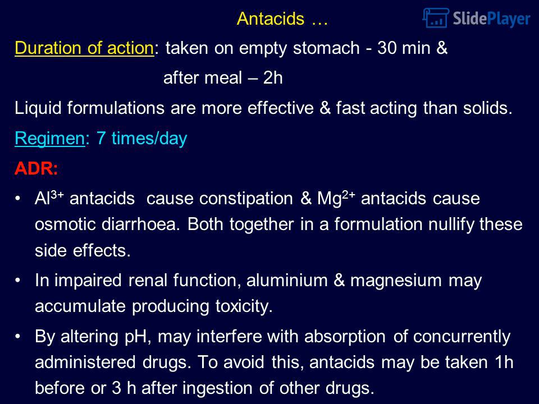Antacids, duration of action: taken on an empty stomach, 30 minutes; after a meal, 2 hours. Liquid formulations are more effective and faster-acting than solids. Regimen: 7 times a day. Adverse effects: Al3+ antacids cause constipation and Mg2+ antacids cause osmotic diarrhea. Both together in a formulation nullify these side effects. In impaired renal function, aluminium and magnesium may accumulate, producing toxicity. By altering pH, antacids may interfere with absorption of concurrently administered drugs. To avoid this, antacids may be taken 1 hour before or 3 hours after other drugs.